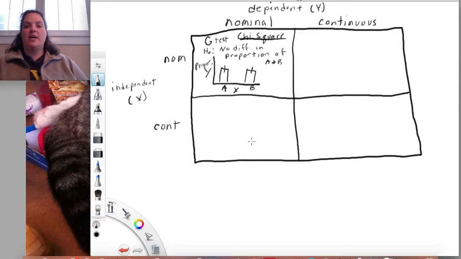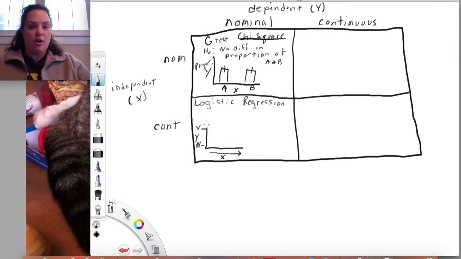But let's move now to a type of test that looks at a nominal dependent variable and a continuous independent variable, and this is called a logistic regression. And logistic regressions typically look at yes-no data, so the dependent variable would be, did something happen, yes or no, perhaps did something survive or die. And what we would see for that figure, our y-axis would be, let's just go with yes and no. And then our x-axis would be a continuous variable.